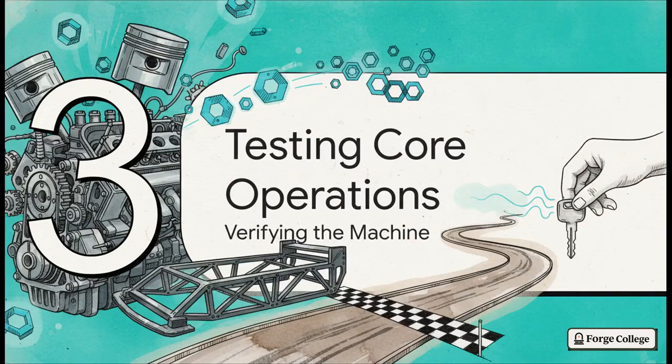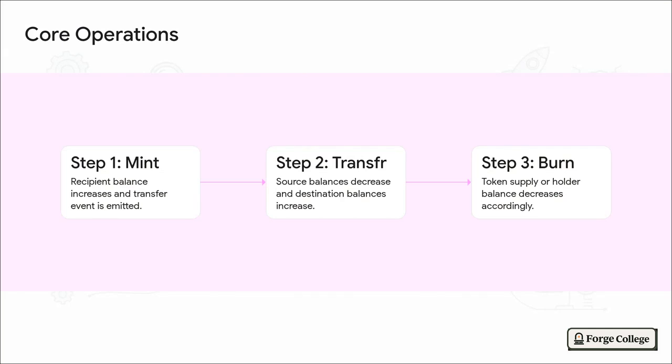All right, Section 3, testing core operations, verifying the machine. So with our machine built and deployed, we have to actually turn the key. The whole point here is running our integration scripts across 3 core operations to make sure the token lifecycle is perfectly healthy. Step 1 is minting. We literally just want to see the recipient's balance go up. Easy enough. Step 2 is the batch transfer. We use the safe batch transfer from function here to double check that the source balances decrease while the destination balances increase. Simple math, right?